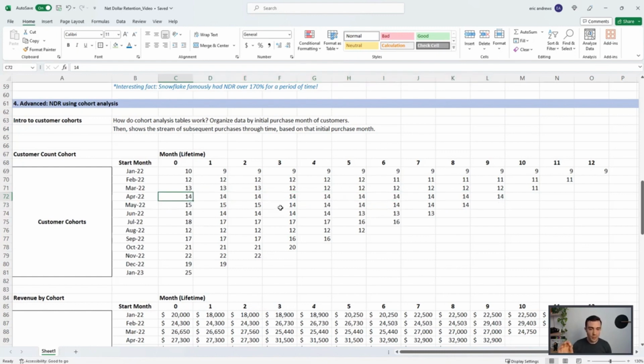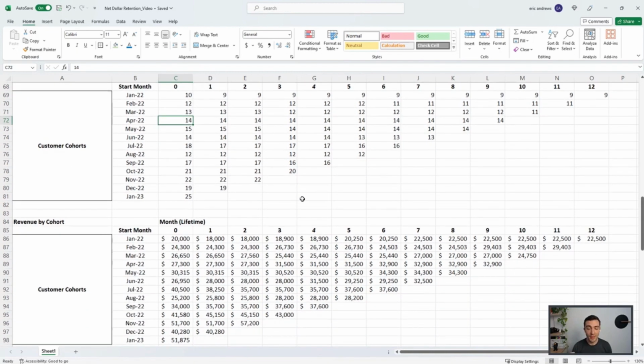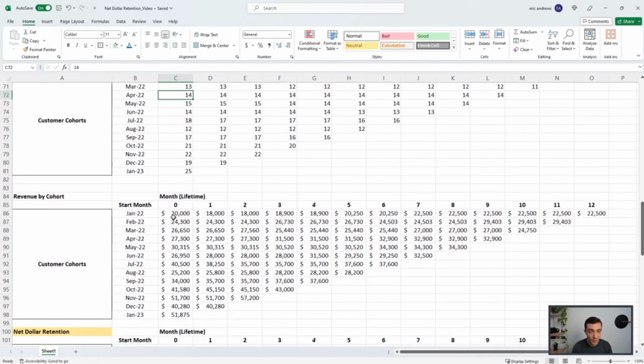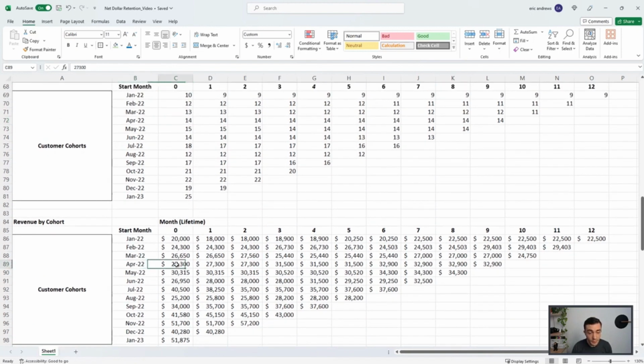So the thing that you don't see in the customer count cohort is revenue contraction and revenue expansion. So you can see if a customer cancels, but you don't know if they're downgrading or upgrading their plans. And so the revenue gives you that level of nuance. So here you can see for these 14 customers, they were spending $27,000. And so over time, even though it's just the same 14 customers, you can see that those 14 customers ended in month nine spending $32,900. So they did have an increase in their revenue stream.